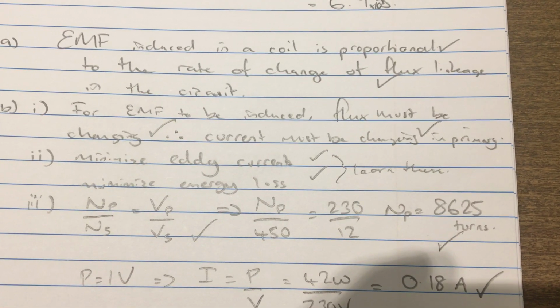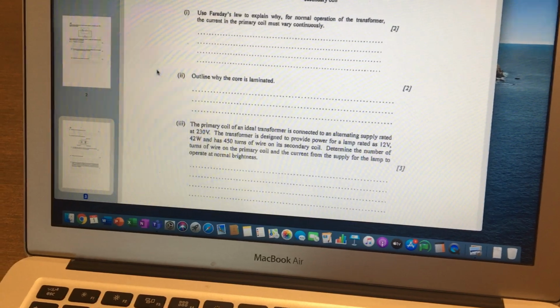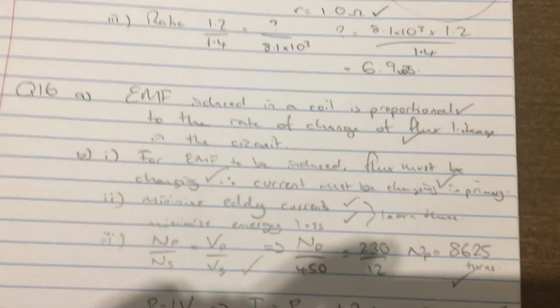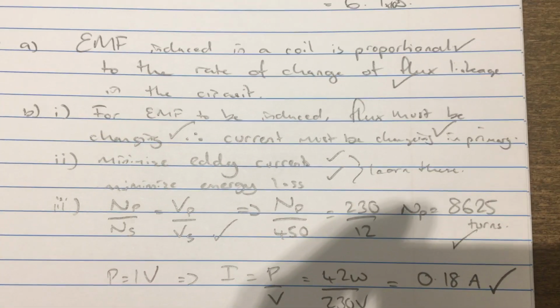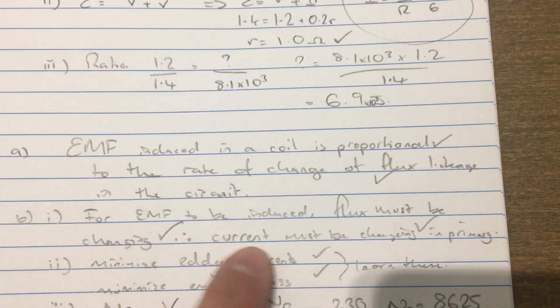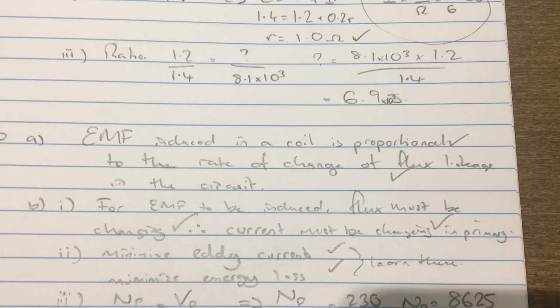Then part BI, you have to explain it with relation to why you need an alternating current. Explain why the current in the primary must vary continuously. You're basically saying why do we need an AC current to make it work? Well, for an EMF to be induced, flux must be changing, worth 1 mark. Therefore, current must be changing in the primary coils. And that's the 2nd mark.